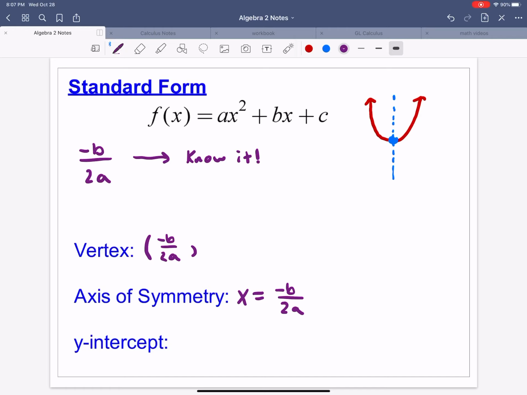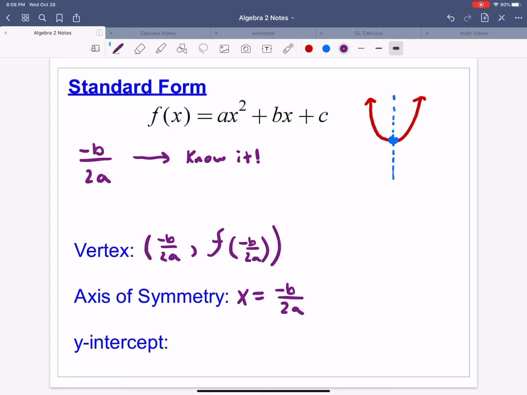Now, the hardest part, in my opinion, about standard form is finding the y-coordinate of the vertex. The way you're going to do that is take the function and evaluate that function for the x value, negative b over 2a. That's the part that's going to take some algebra skills.